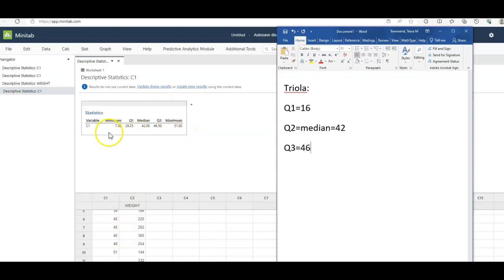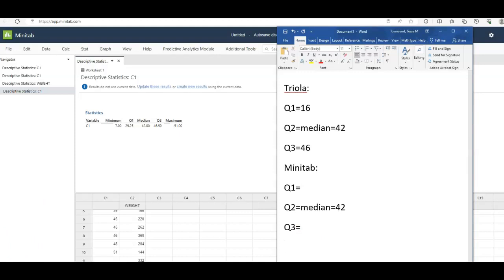Okay, but that's not what Minitab does. Minitab is actually using an algorithm to figure that out. So now the median stays the same. The median is the median regardless. It's always a number in the middle. So here's what Minitab does.